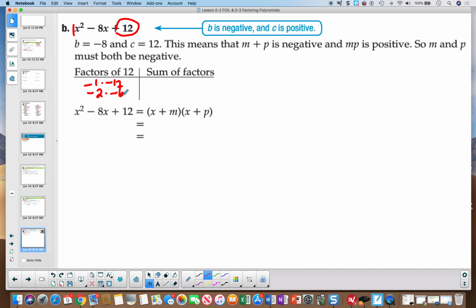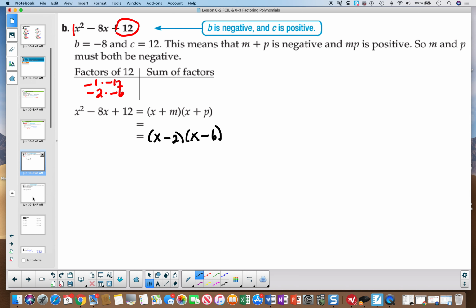And already I see that these are the factors I want. So negative 2 and when you add negative 6 will be negative 8. So here's my factored form. x minus 2 and then x minus 6. So the two factors are negative 2 and negative 6. And if you use FOIL, you'll get the trinomial that we wanted.